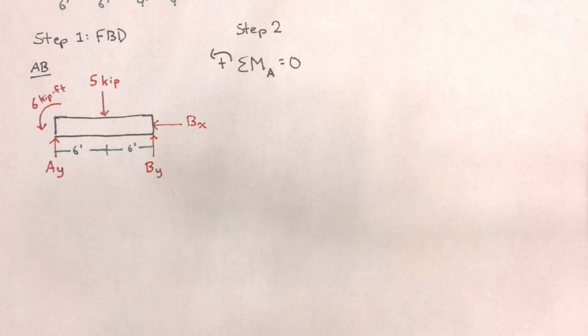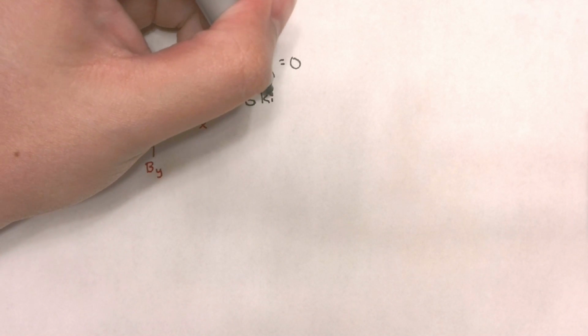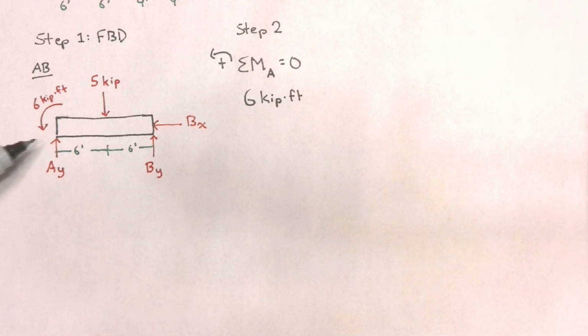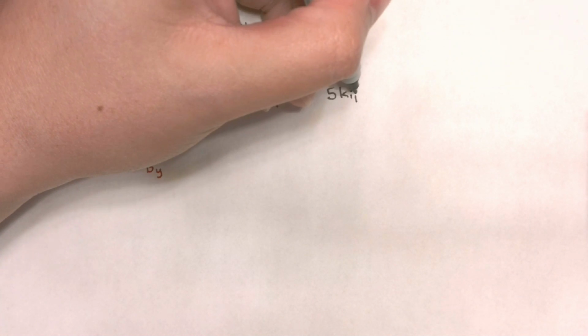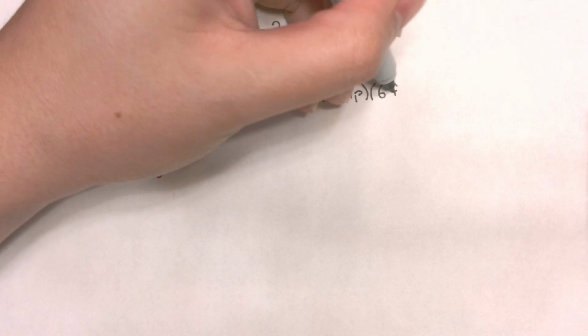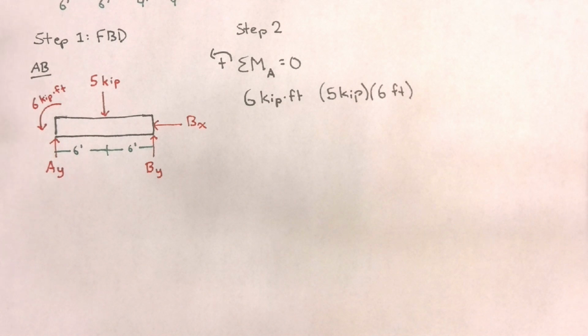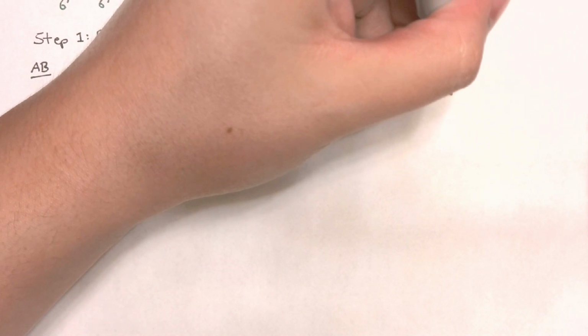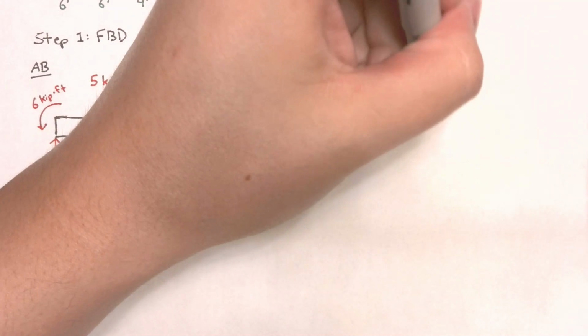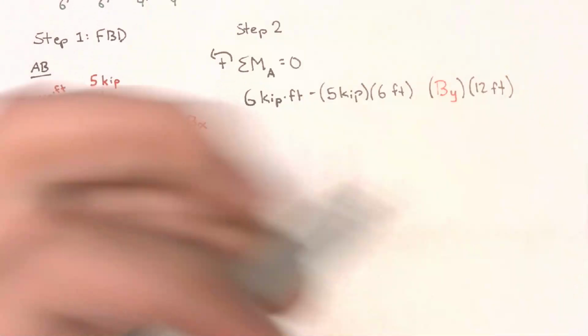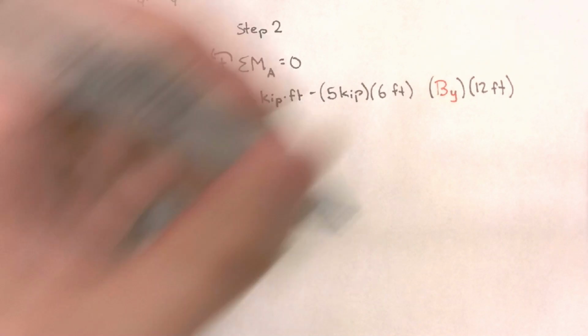If I look at point A, I will have a 6 kip-feet moment causing a counterclockwise rotation, so we're going to keep it positive. I'm going to have a 5 kip load acting at 6 feet from the point, which would cause a clockwise rotation, so I'll assign it a negative value. And I'm going to have my unknown reaction force BY acting at a distance of 12 feet. This would cause a counterclockwise rotation, so I'm going to give it a positive sign.